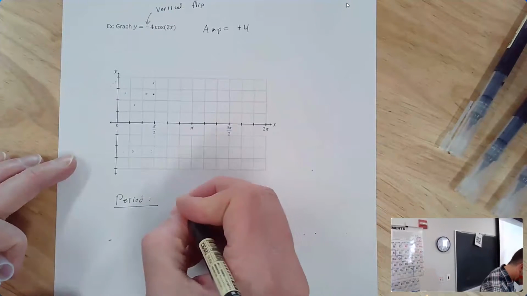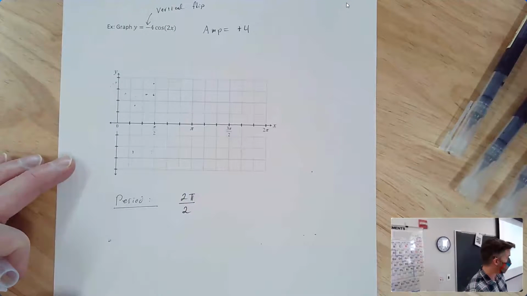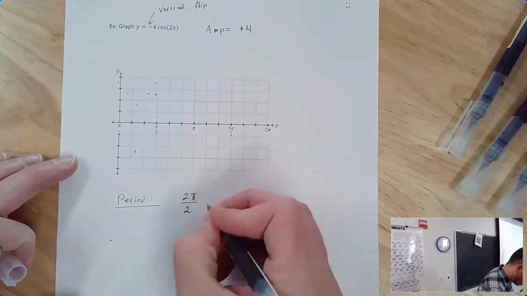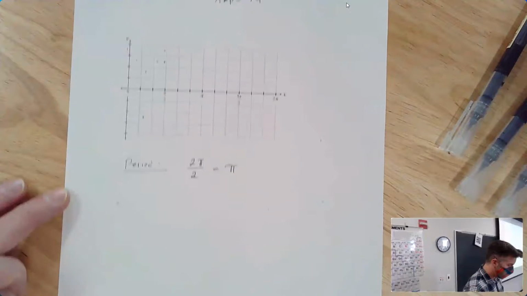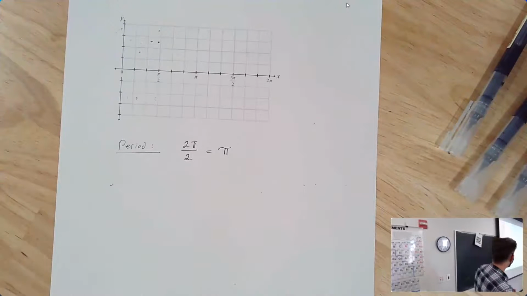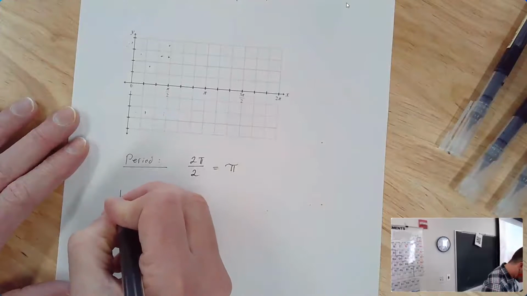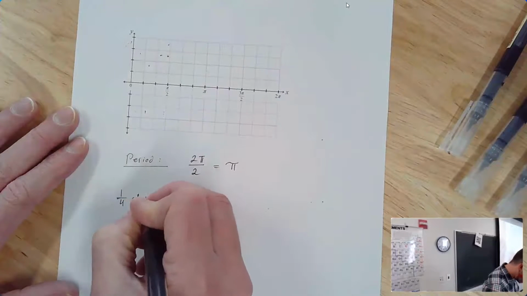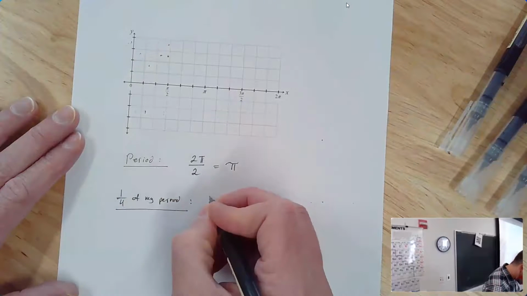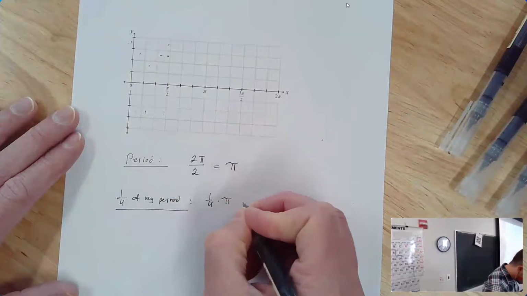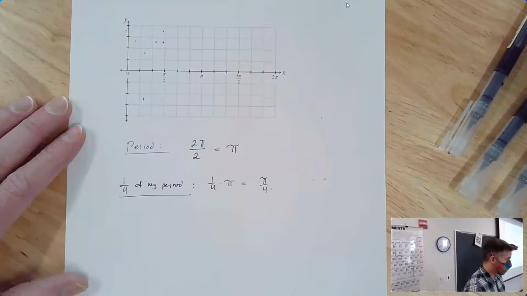Well, it's going to be 2 pi divided by 2, because 2 is the coefficient of x, which is just pi. And now to find my 5 important x values, I'm going to take my period and do 1/4 of my period. That's going to be 1/4 times pi, which is just pi over 4.